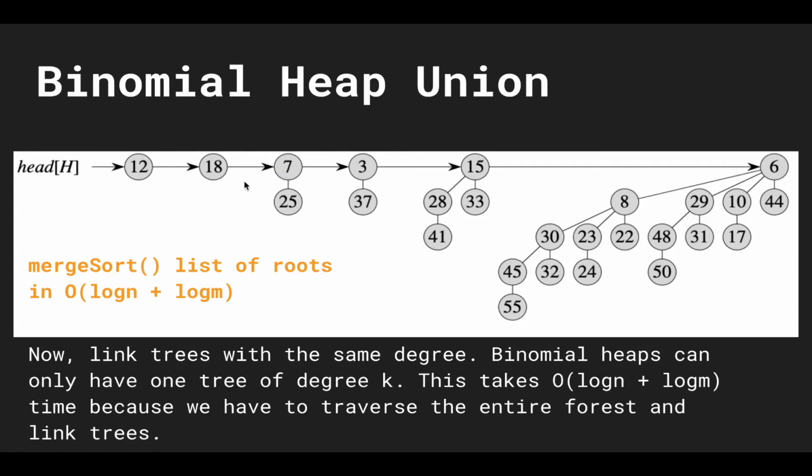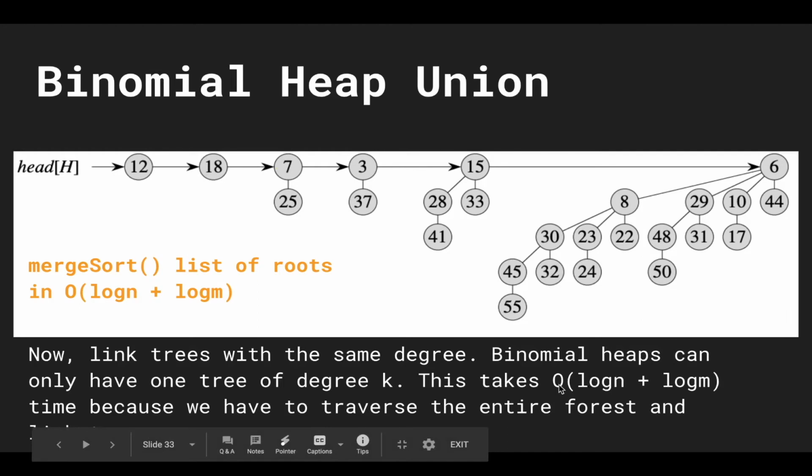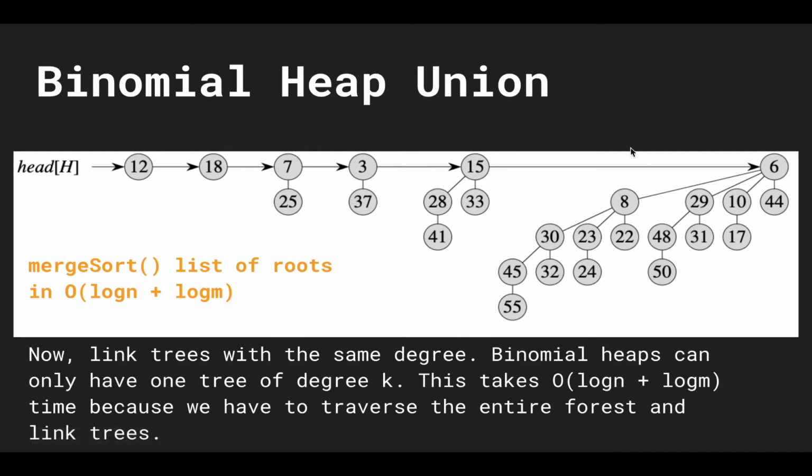But we need to fix these, and the way we're going to fix them is link them together. So the way to get rid of these two trees of degree 1 is to link them together and form a tree of degree 2. This takes O of log n plus log m time because we have to traverse the entire forest and link the trees. So remember that there were log n trees from the first heap and log m trees for the second heap, and now we have to traverse the entire list of trees to link them and make sure that we don't have two binomial trees of the same degree k.